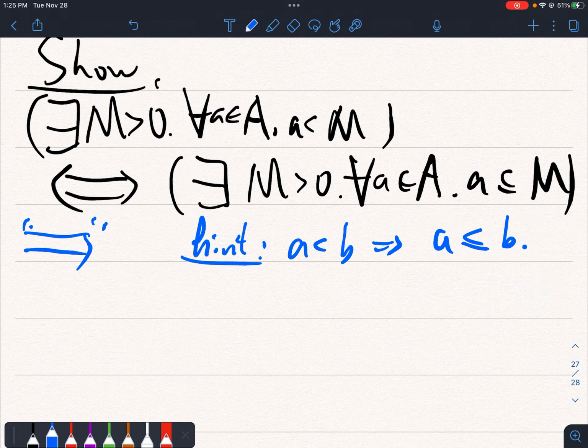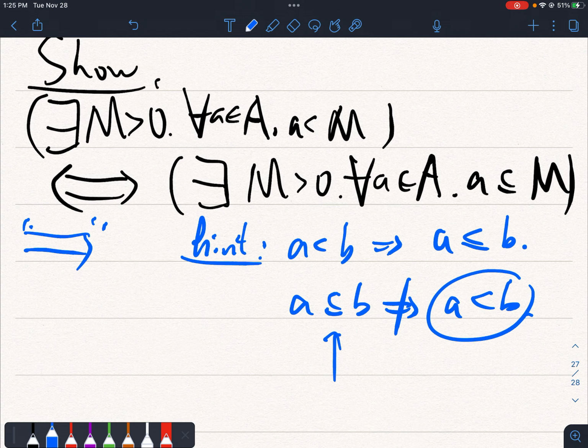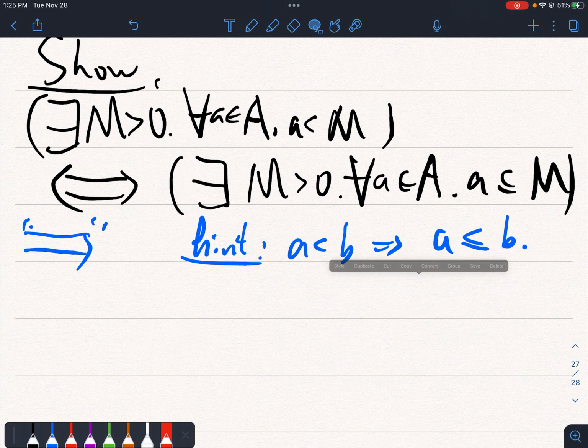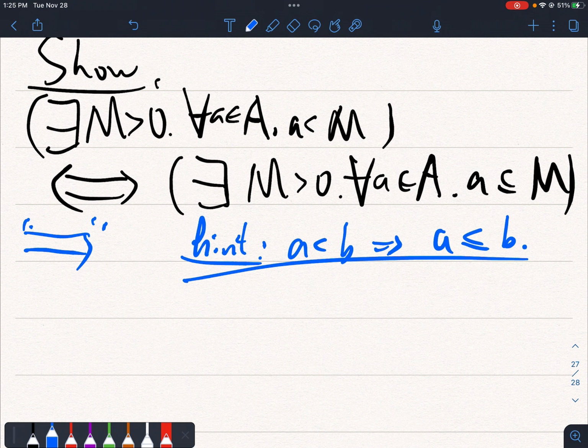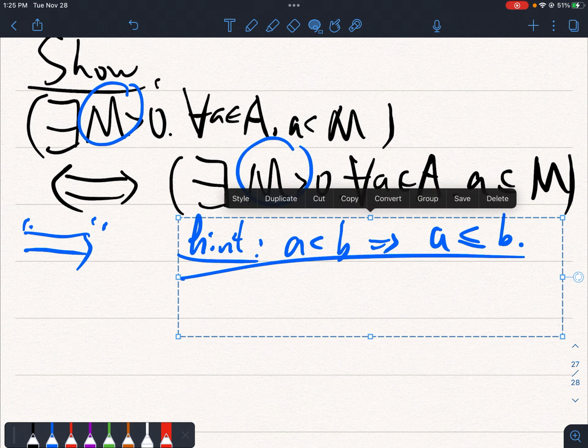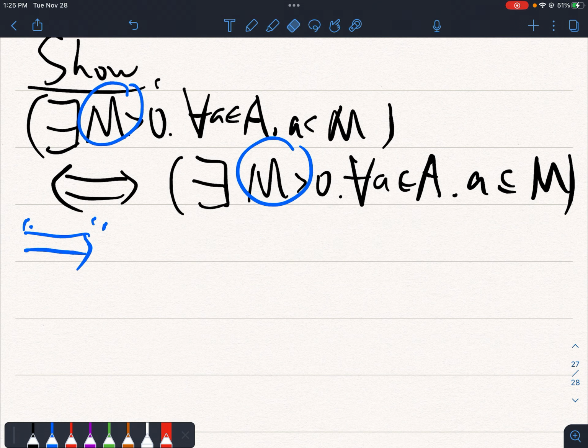Okay? For example, if a is equal to b, then I'm claiming that this does not imply that a is less than b, because sometimes a is equal to b, and then a is not less than b. Okay, so the other way is false, but this is true, which means you can just take the same m and you win. Okay, so if you want to write the proof, then you assume the first one is correct.